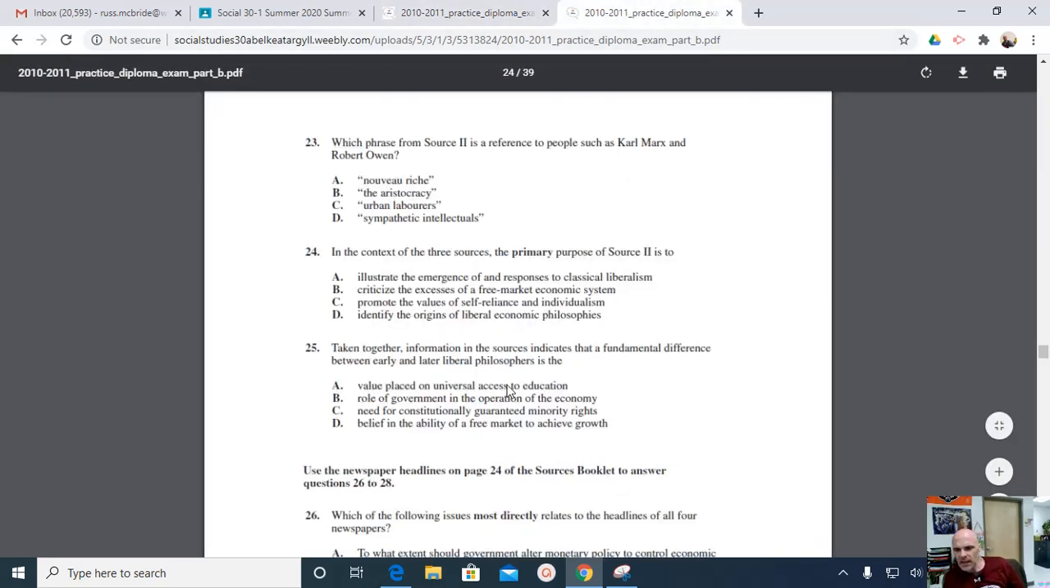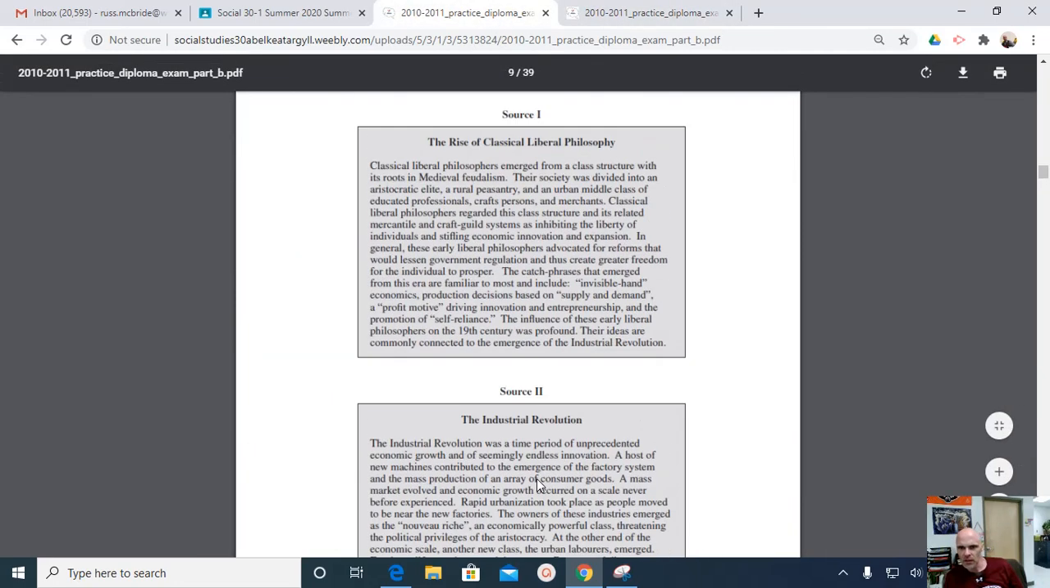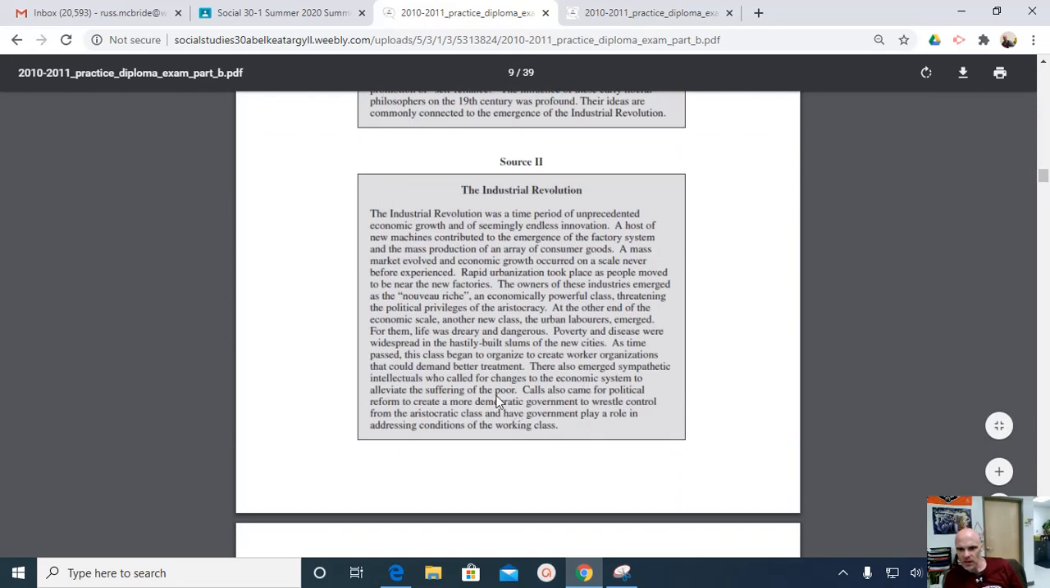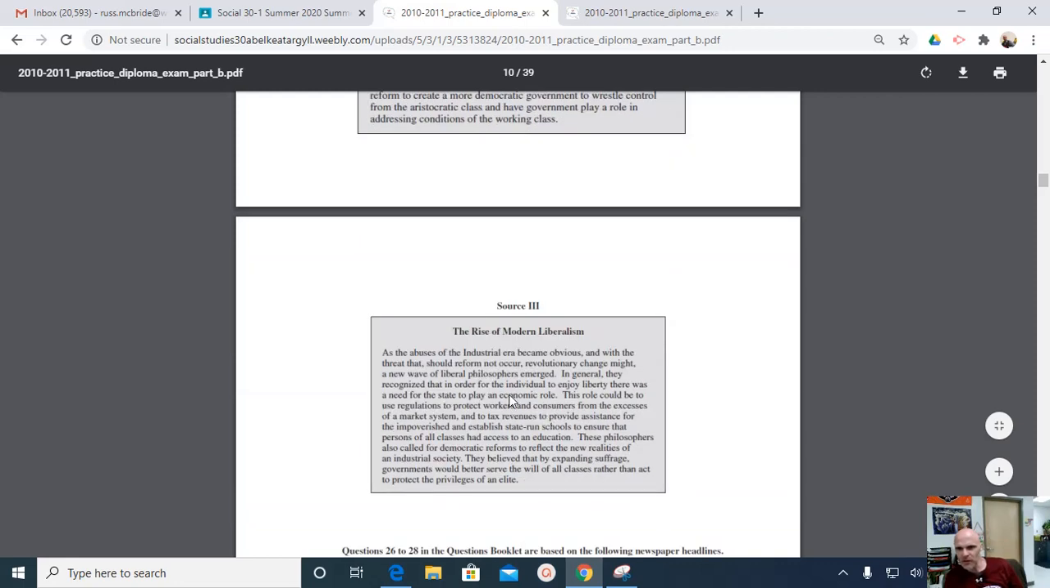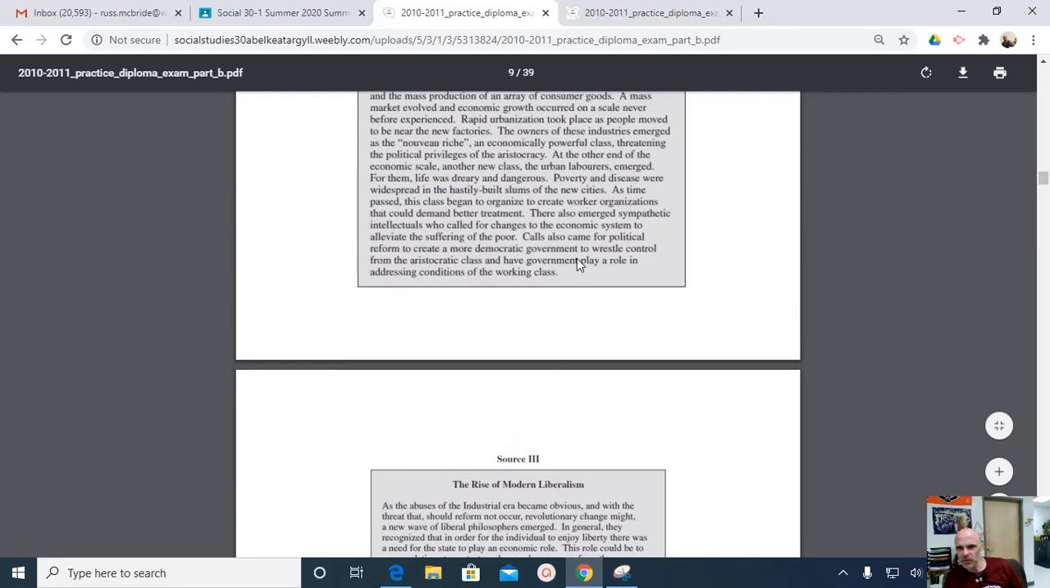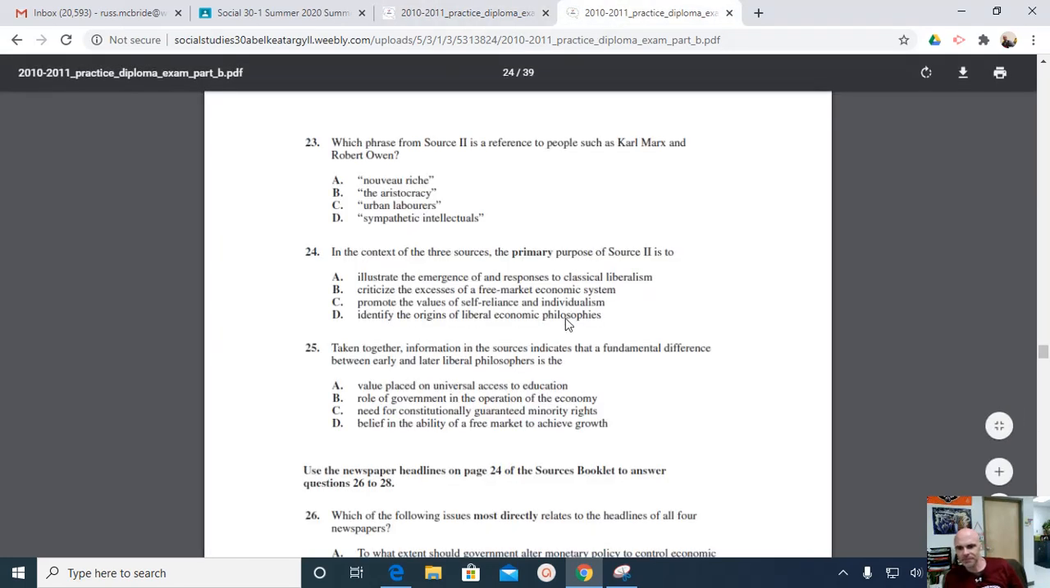So I'm not seeing education specifically. I'm not seeing minority rights specifically, but I am seeing specifically the role of government in the operation of the economy. Here, they're talking about hands off. Here, they're talking about freedom through, right? Here they're talking about freedom through. And here they're talking about some of the responses and the calls for political reform. So I can see it being that.